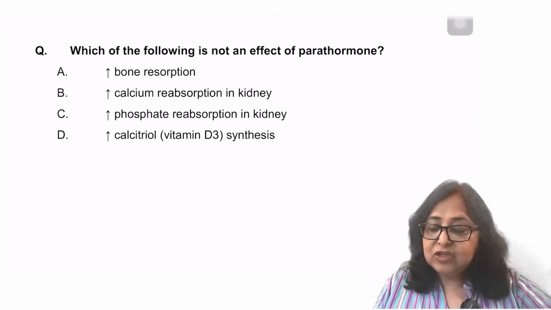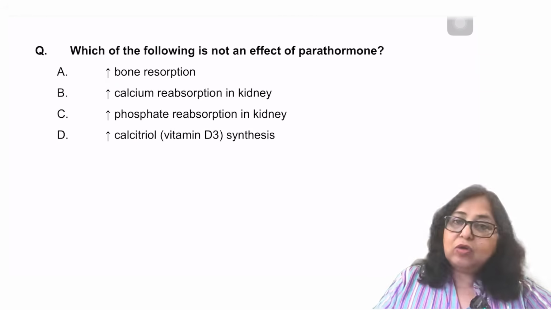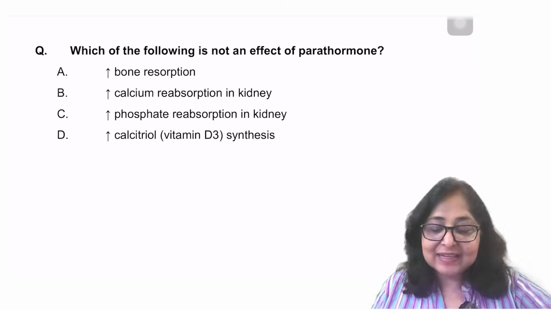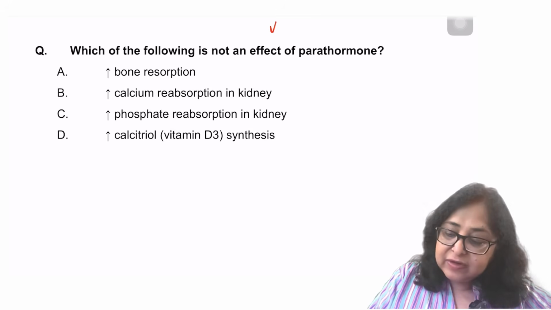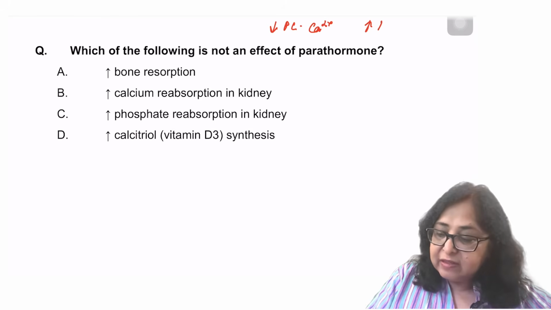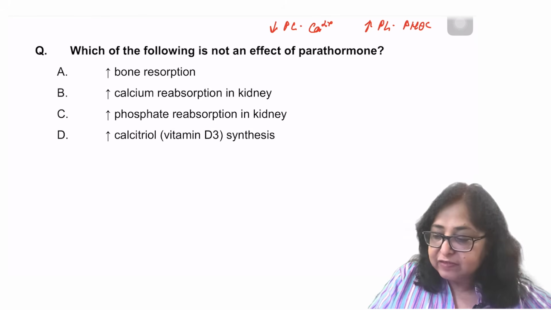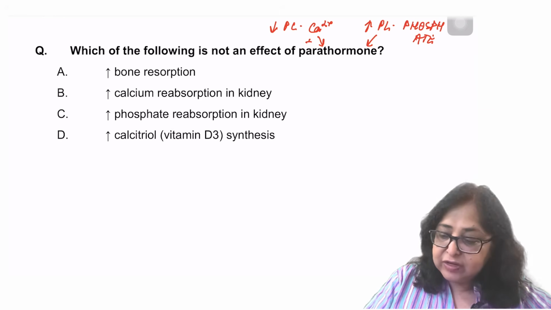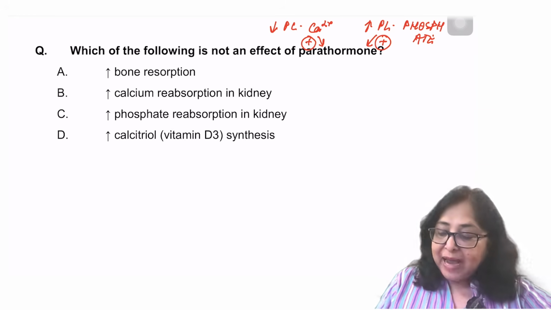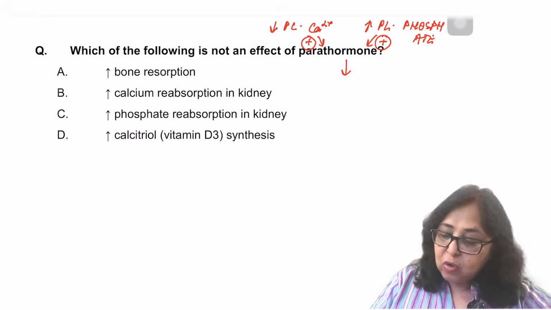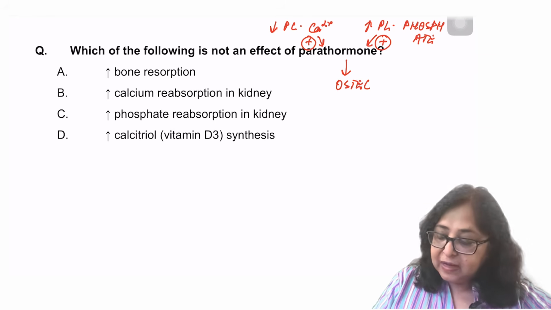Which of the following is not an action or effect of parathormone? Now, parathormone is secreted by the parathyroid glands. What causes increase in the secretion of parathormone is when there is a decrease in the plasma calcium levels, or if there is an increase in the plasma phosphate levels. These will stimulate the secretion of parathormone. Now, parathormone receptors are present on the osteoblasts.